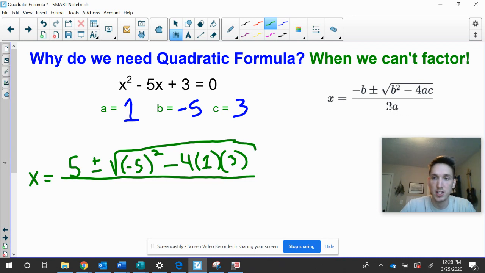And on the bottom, we need 2 times A. Again, it's always going to be 2 right here. And in this case, A is 1. So we just filled this out. Let's plug it into the calculator and let's get our answers, right?